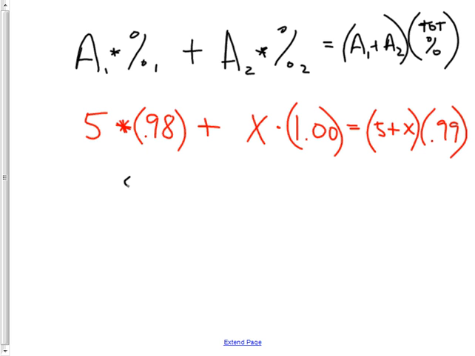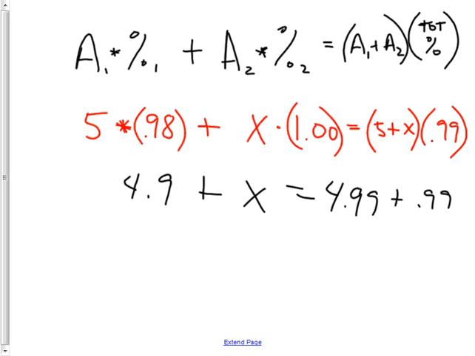This is about 4.9 or something like that. It's 5 times 0.98. It's going to make it a little smaller than 5, right? Plus 1 times x is just x equals, and I'm going to multiply this out. Do you get that 0.99 would pretty much round to 1? So this would be 5 times 0.99 is even closer. That's like 4.99. And plus 0.99x. And now I'm going to subtract. I got variables on both sides. I'm going to get rid of the smaller one. What's smaller, 1 or 0.99? 0.99. So I'm going to subtract 0.99 from both sides.